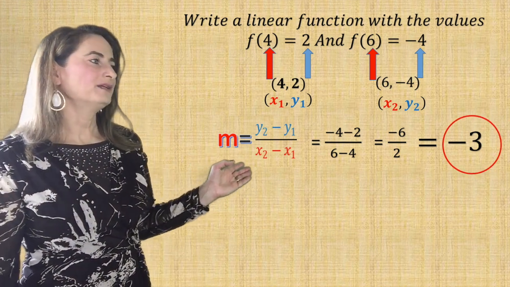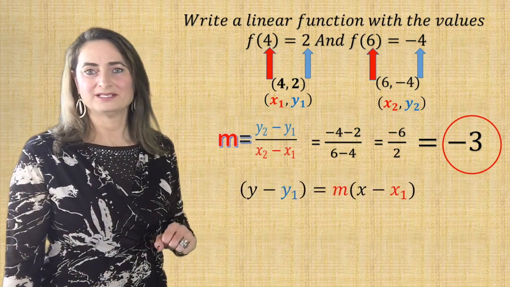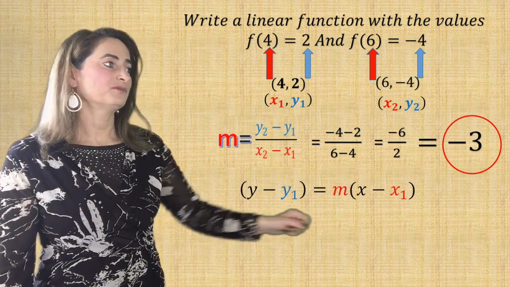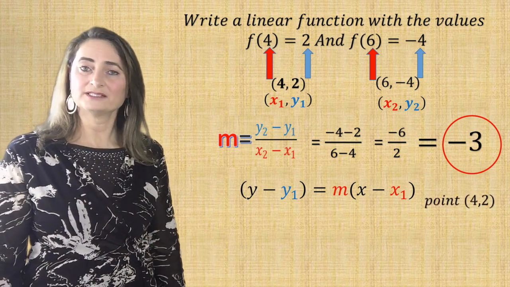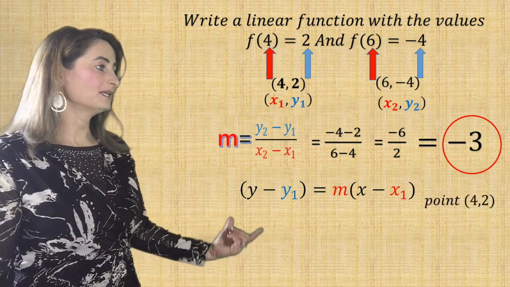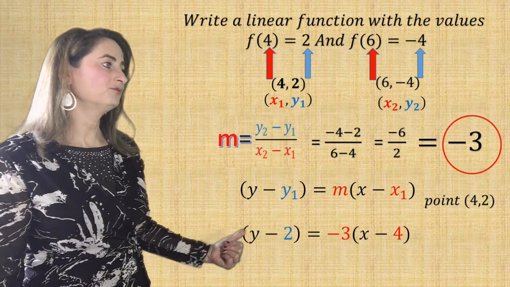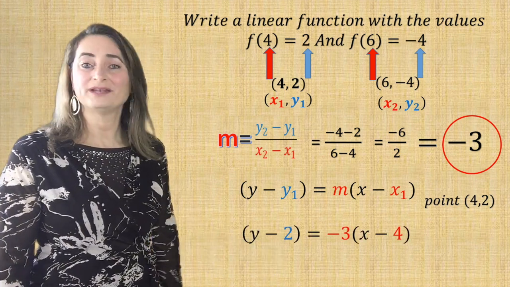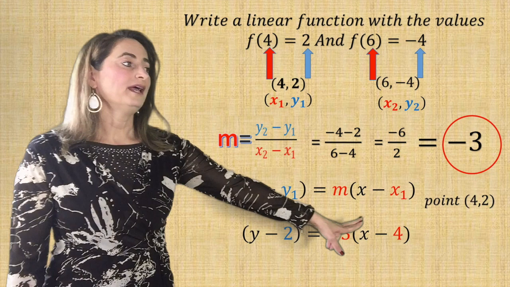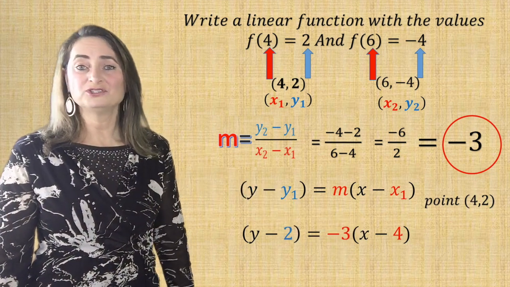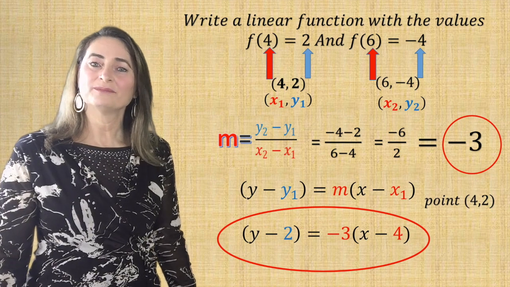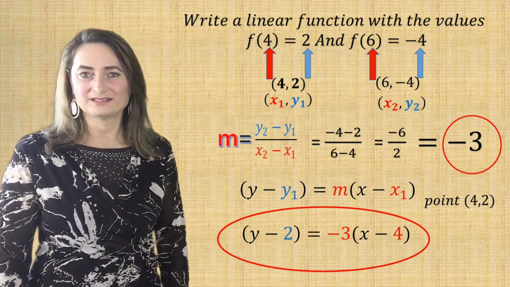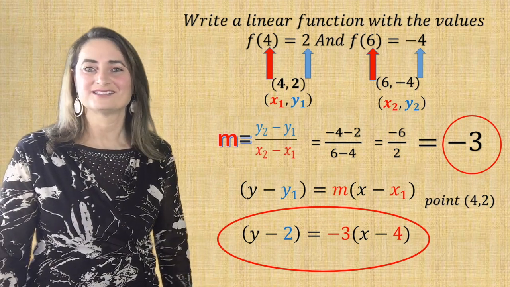The equation is y minus y1 equal m times x minus x1. I have the slope of -3. Choose a point. I would choose the first one, 4 for the x and 2 for the y. Substitute that in the equation. You end up with y minus 2 equals the slope -3 times x minus x1, which is 4. And that is the equation in point slope form, and it is a linear equation because it makes a line if you graph, and it has a constant rate of change.